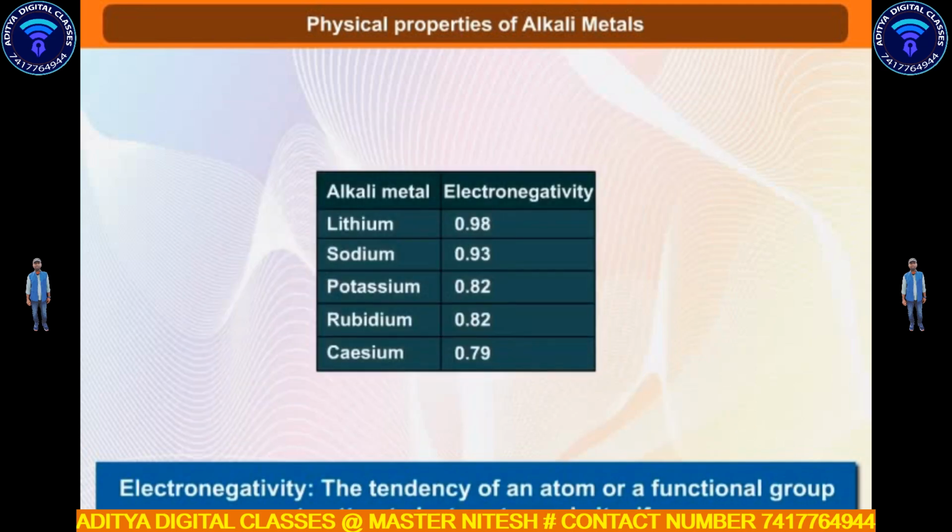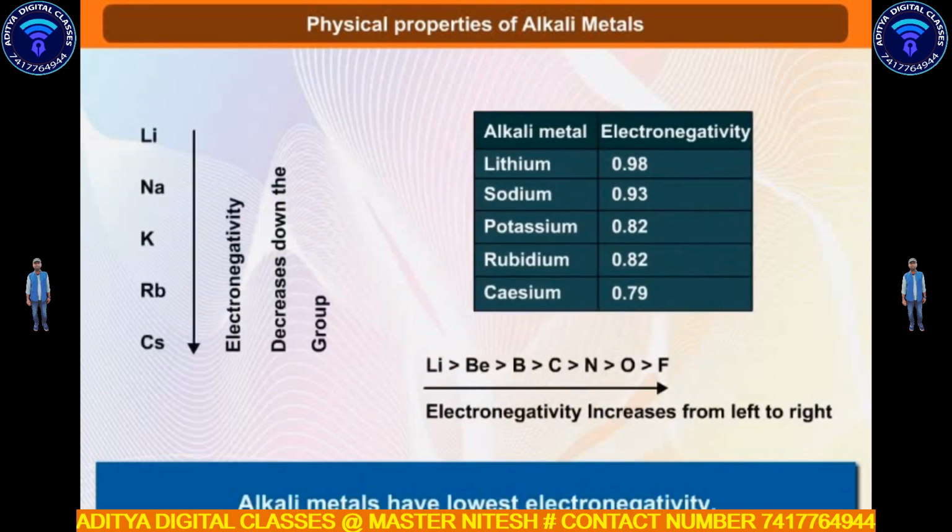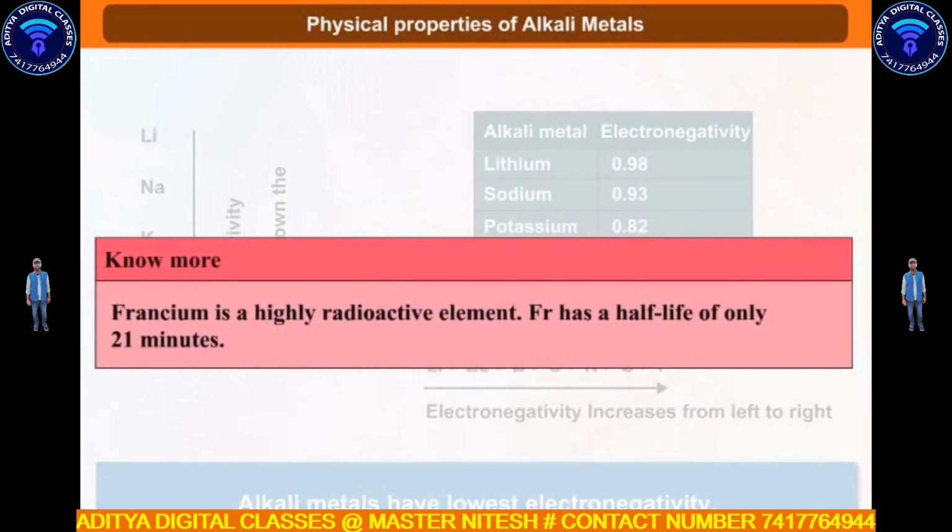Electronegativity is the tendency of an atom or a functional group to attract electrons towards itself. Alkali metals have the lowest electronegativity. Electronegativity decreases from top to bottom and increases from left to right. Francium is a highly radioactive element. It has a half-life of only 21 minutes.